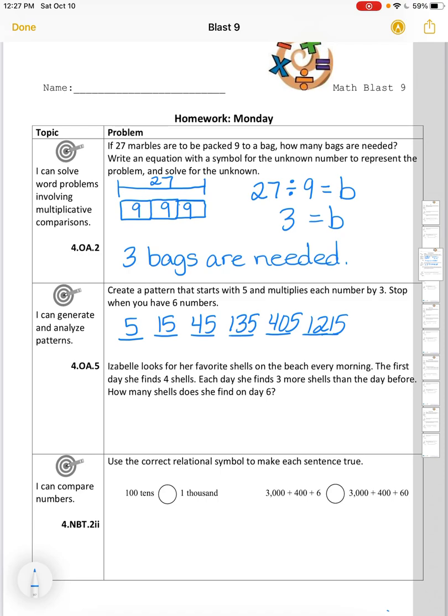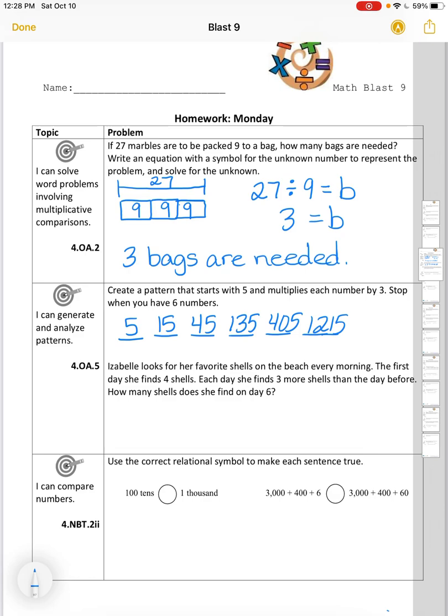Isabel looks for her favorite shells on the beach every morning. The first day she finds 4 shells. Each day she finds 3 more shells than the day before. How many shells does she find on day 6?